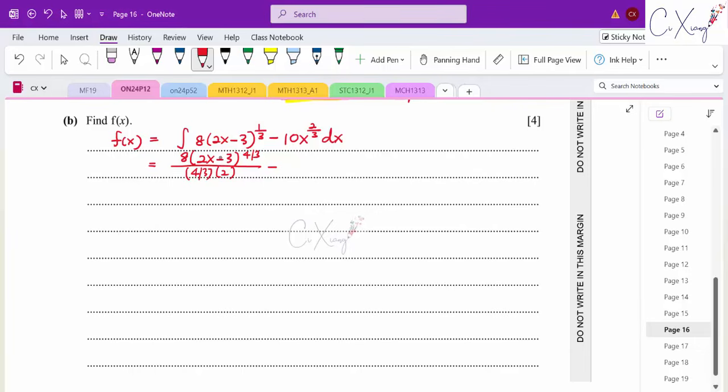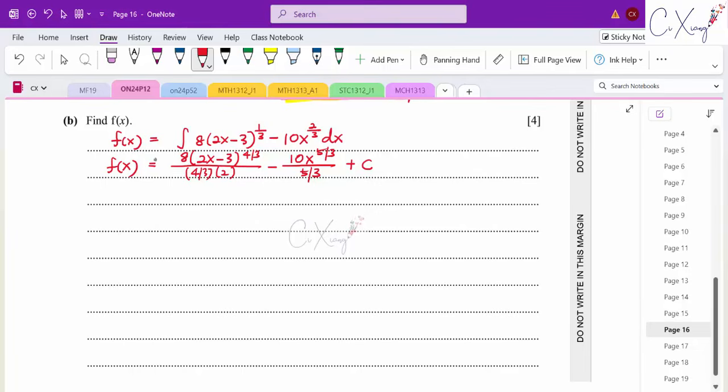Then minus 10 is a constant, we just copy it. Power 2 over 3 plus 1 becomes 5 over 3, and I divide by the new power, which is 5 over 3. Then, of course, don't forget about the constant term at the back. So we are having a plus c here.